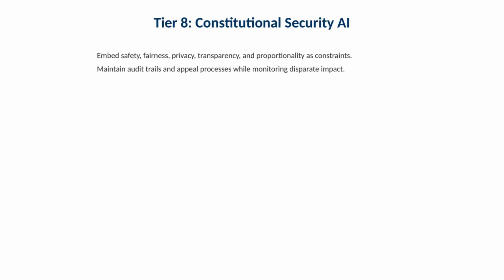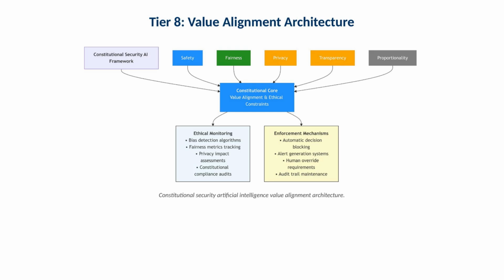Tier 8 treats ethics as system requirements, not optional add-ons. Security decisions affect privacy, equal treatment, and civil liberties. Constitutional security, artificial intelligence embeds a value hierarchy so the system cannot optimize detection by violating fairness, privacy, or proportionality boundaries. This architecture defines an explicit hierarchy.